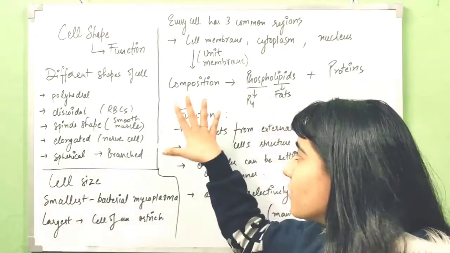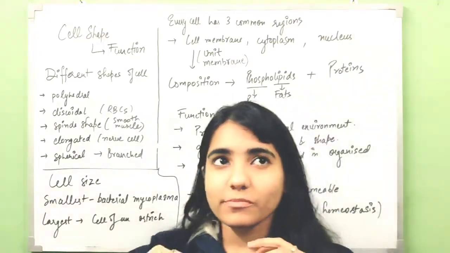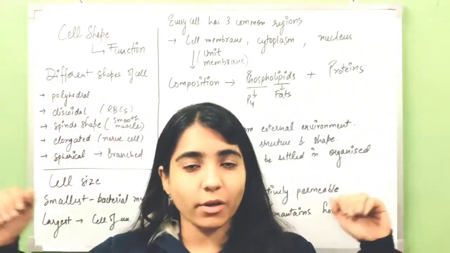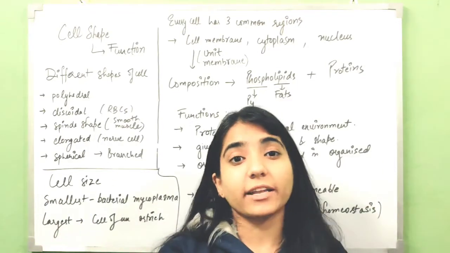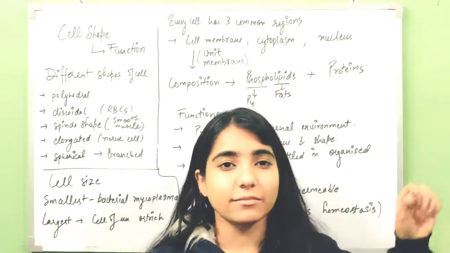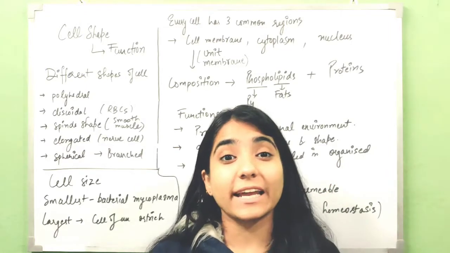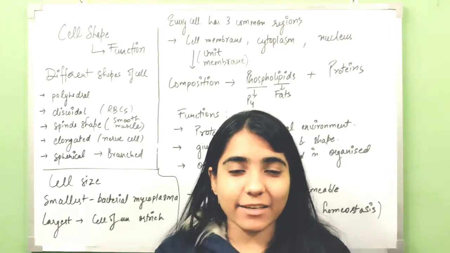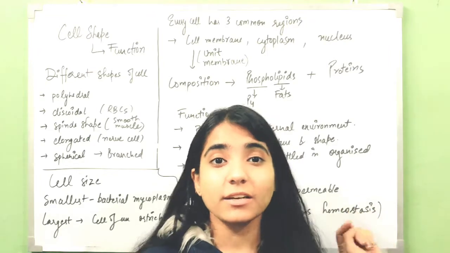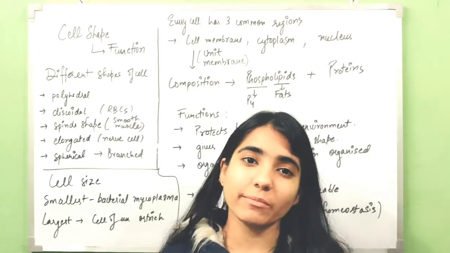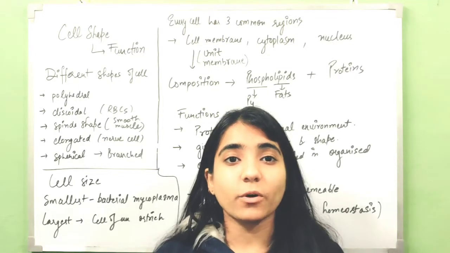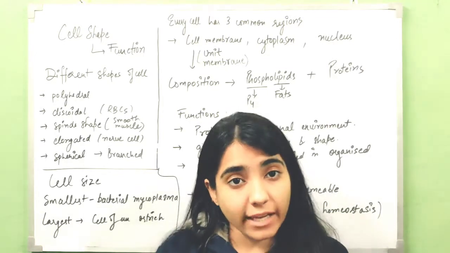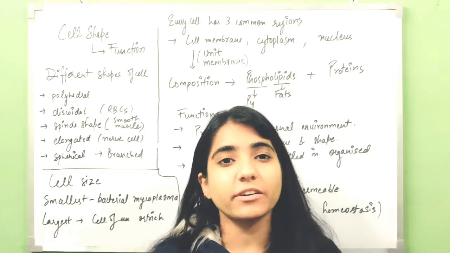So now we are done with the structure part. Now coming to the function. These are the walls of my home, and these walls are protecting me from, let's say, heat and cold, rain. The same function is performed by the plasma membrane, or cell membrane. It also protects the cell, or the organelles of the cell, from the external environment.